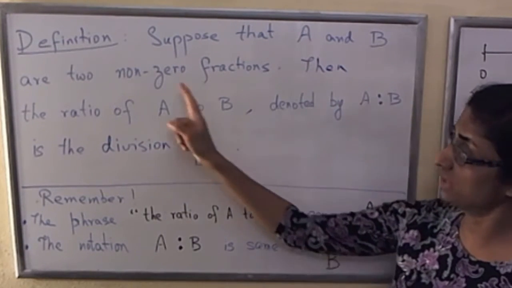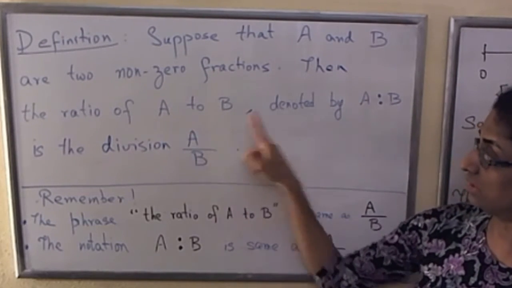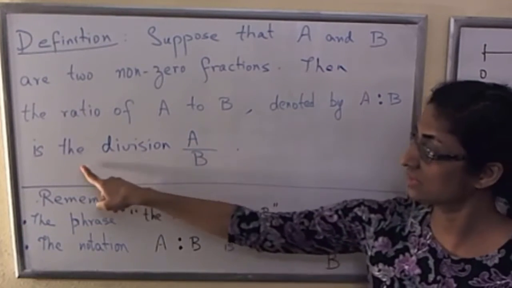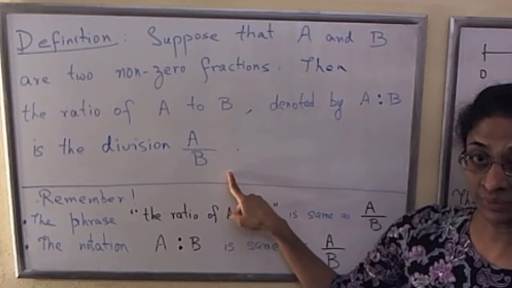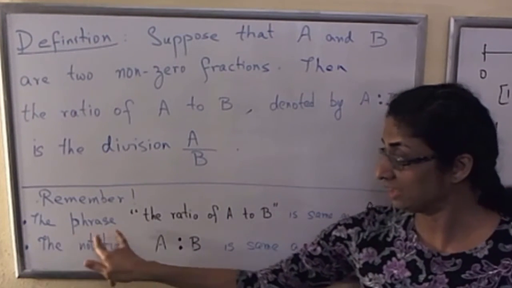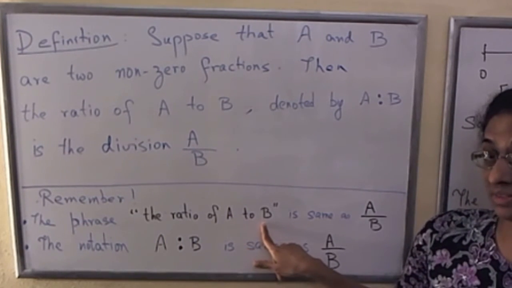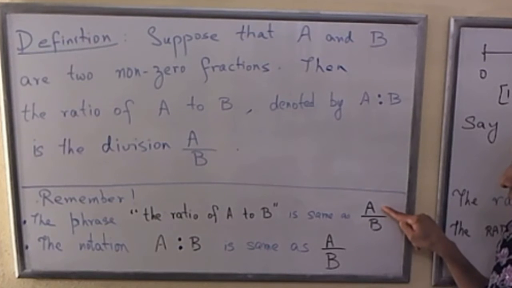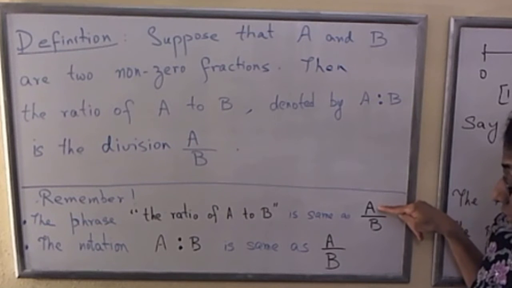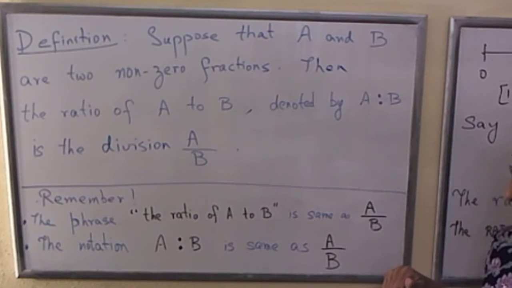Suppose that a and b are 2 non-zero fractions, then the ratio of a to b, denoted by this notation a colon b, is the division a over b. So what's packed into this definition is the following. Anytime you see the phrase the ratio of a to b, that's nothing but the fraction a over b, or the division a over b. You know, a fraction divided by another fraction is a fraction, as shown in another video.